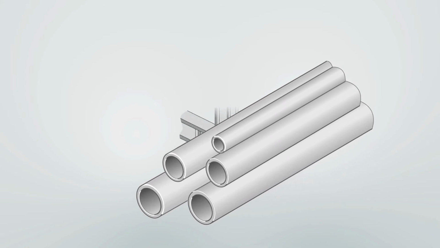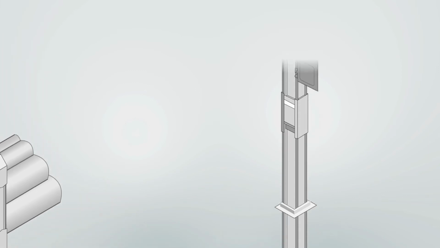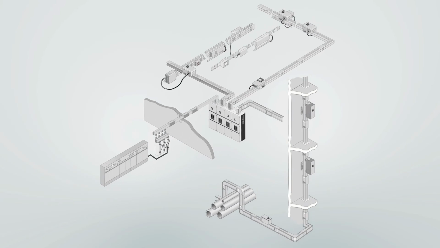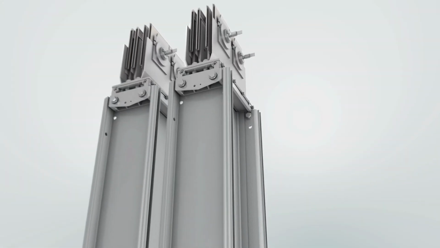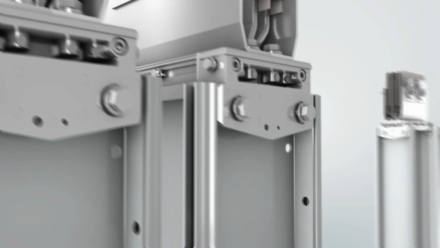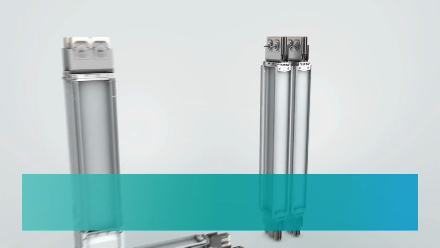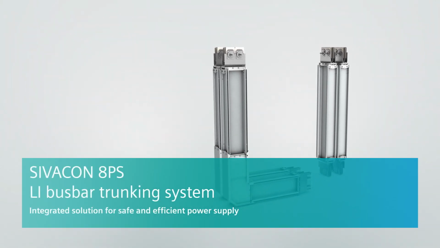Because it's clear that when it comes to building management and the efficiency of industrial applications, requirements are growing increasingly complex. That's why the future belongs to integrated solutions. With the LI busbar trunking system from the SIVACON 8PS family, you can depend on precisely such a solution. It works reliably and flexibly in any application, from planning to operation, even if your requirements change. The LI system is the integrated solution for the safe, efficient power supply of the future.